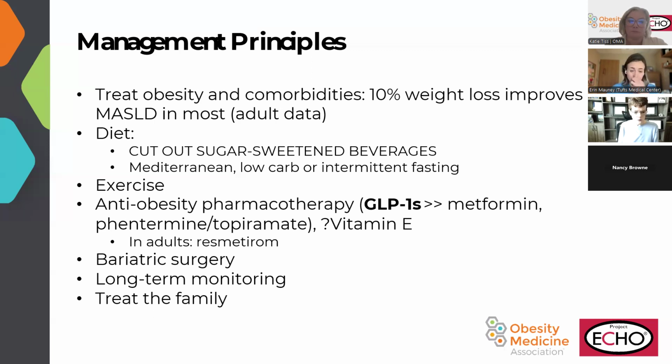Bariatric surgery is something that can definitely be considered, particularly at the more elevated ranges of the BMI. And we do often see really good improvement in the liver disease after bariatric surgery. We do need to monitor these patients long term, and that's an important part of the counseling for patients that they should be getting ALTs every 3 to 6 months, depending on the trajectory of their weight and the trajectory of the ALT as well.